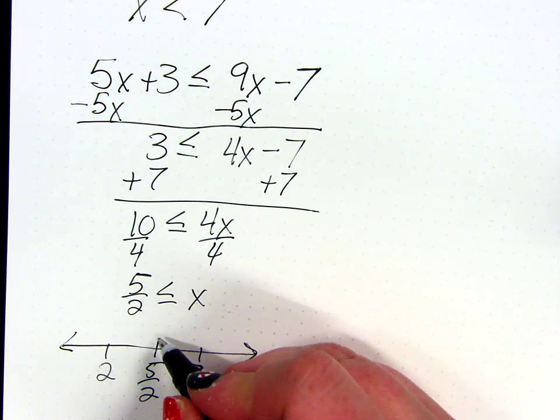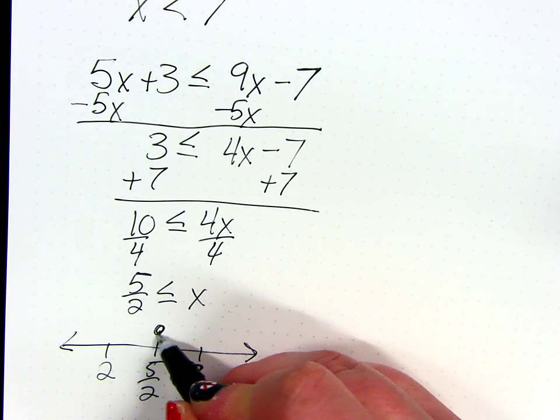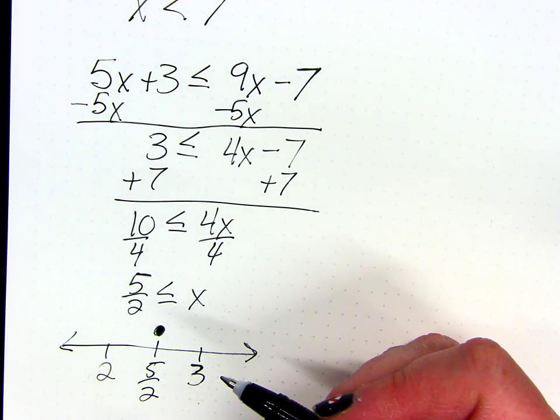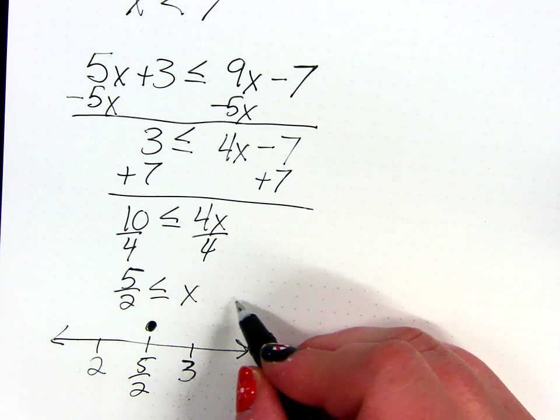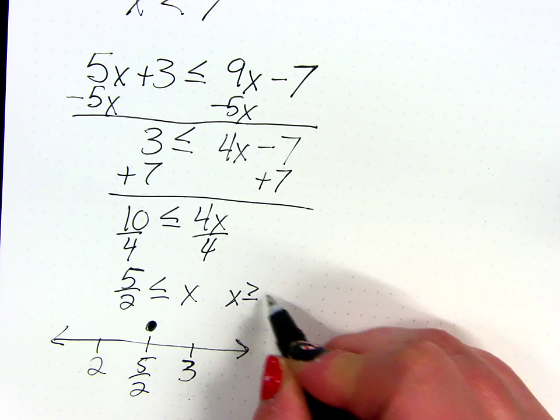So, anyway, what kind of a dot at 5/2? Close. Close, and I would shade to the left. I mean right, sorry. We didn't have our variable first, right? So I might flop it over. I should have done that first.